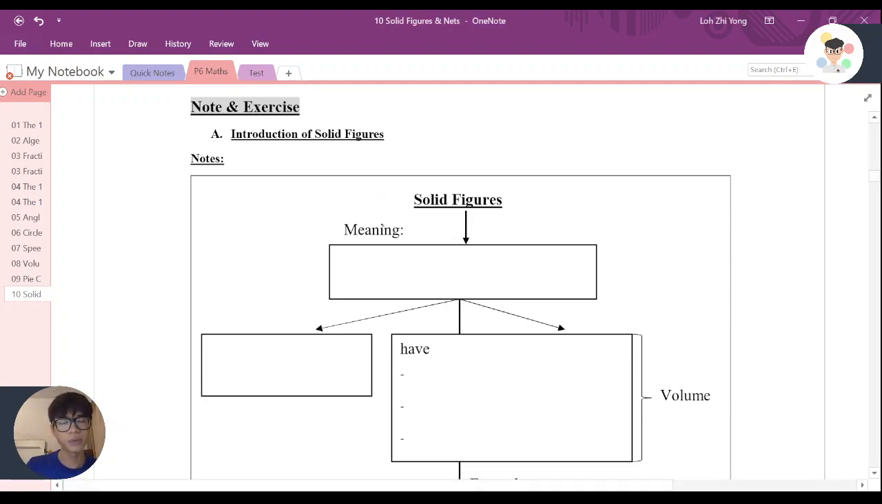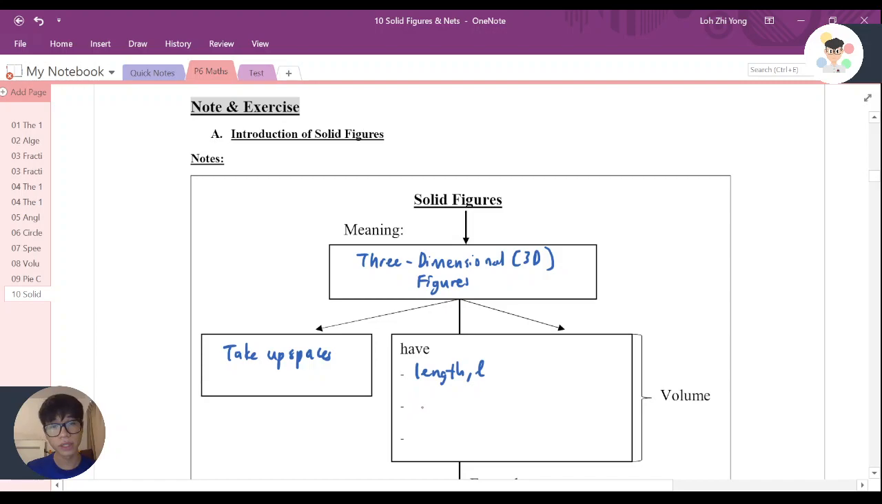Now, the first thing we need to understand is the meaning of solid figures. Solid figures, in simple terms, are three-dimensional, or what we call 3D figures. A 3D figure takes up space, and it has length L, width W, and it also has height.